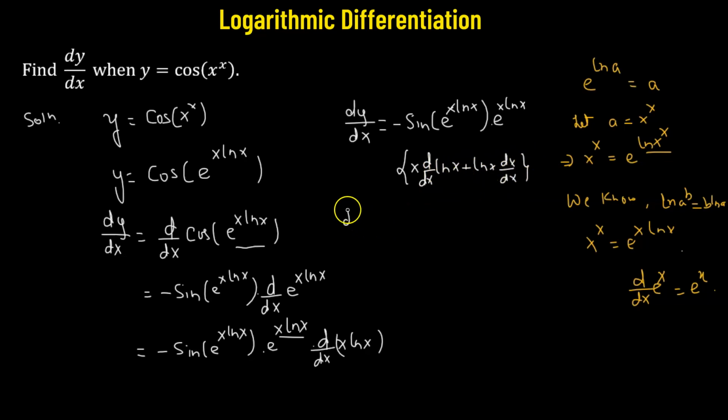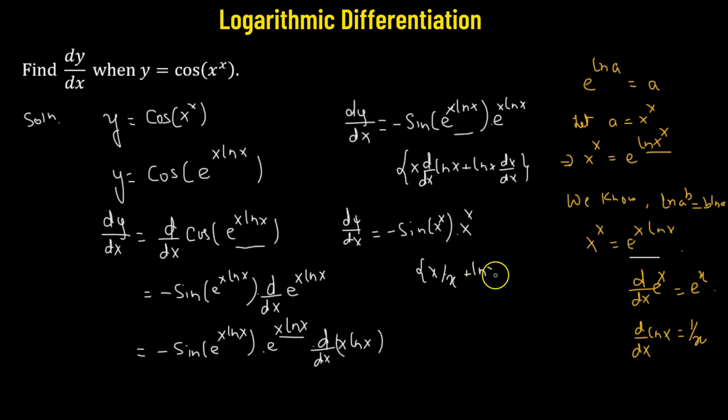Fine. So that means we have the derivative of y with respect to x equal to negative sine, so e raised to the power of x log x can be replaced with x raised to the power of x, minus, and here e raised to the power of x log x will also be replaced with x raised to the power of x. Now here we have x times the derivative of the logarithmic function, which we know that the derivative with respect to x of log of x is 1 over x. So that means we have x divided by x plus log of x multiplied by the derivative of x with respect to x, which is 1.